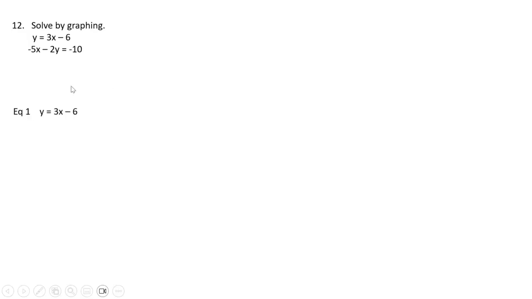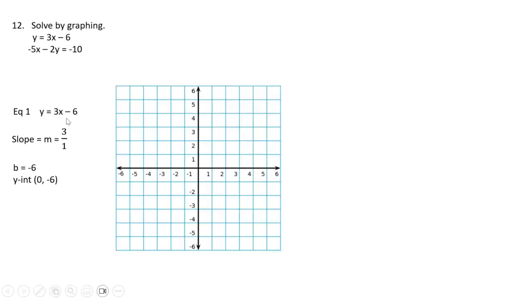So here, guys, we want to graph both equations. Let's call it equation 1. My slope is 3 over 1, which means I'm going to go up 3 and 1 to the right from my b, which is my y-intercept. And I believe this was covered in week 2, graphing. So this is my starting point, the (0, -6).